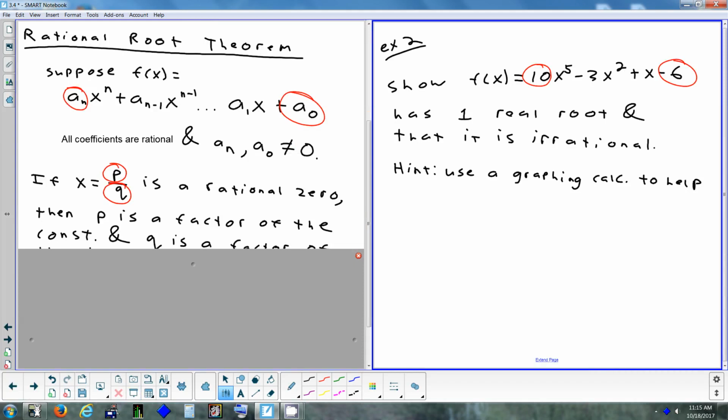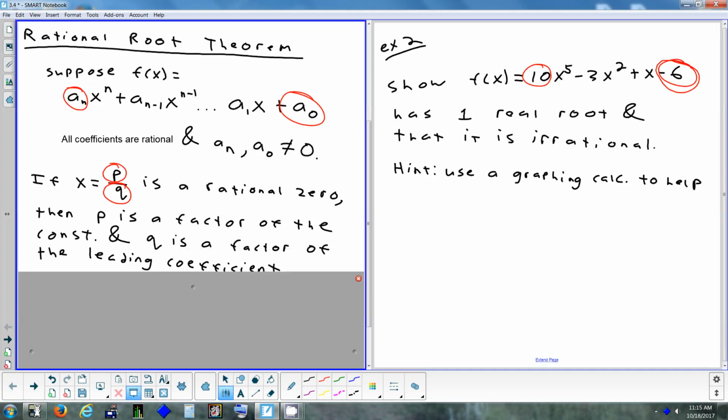So if we were doing an actual problem, we would be looking at the -6, and we would be writing down all the factors of -6. Positive and negative 1, positive and negative 2, positive and negative 3, positive and negative 6. Those are all the numbers that divide into 6 without remainder. So you'd write that list down. Q is all the factors of the leading coefficient. So if we were doing an actual problem, in this one it would be the number 10. And you'd write down every number that divides into 10 without remainder.